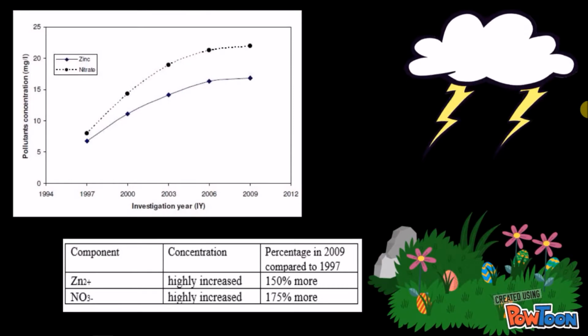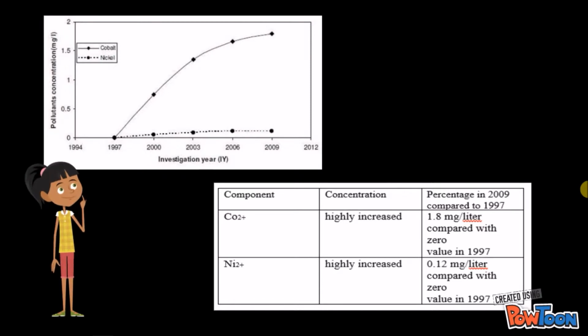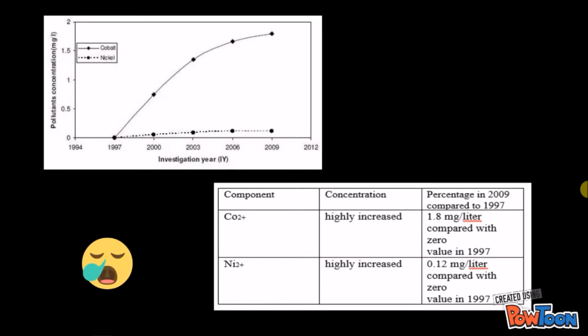The concentration of zinc and nitrate in the groundwater increased by 150% and 175% in year 2009 compared to 1997 respectively. In 1997, the concentration of cobalt and nickel was 0. However, the figures increased, in which the concentration of cobalt and nickel in groundwater in year 2009 is 1.8 mg per liter and 0.12 mg per liter respectively.